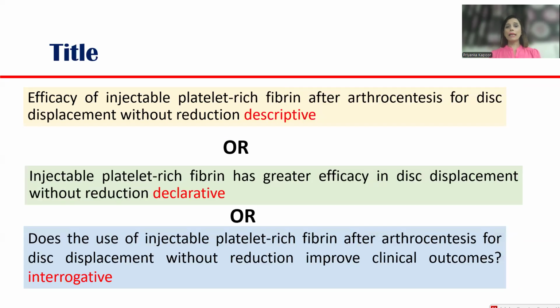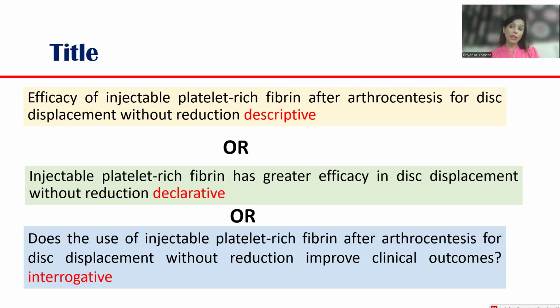So if I talk about the title, this is another example that I'm saying: efficacy of platelet-rich fibrin. Titles can be of many types. It can be descriptive, it can be declarative, it can be interrogative. Declarative means, as I said, it's in a simple sentence. You have all the PICO, the patient, intervention, comparator, outcome, everything in one simple sentence. In declarative, I'm just highlighting the outcome, like injectable platelet-rich fibrin has greater efficacy. I'm already telling the outcome that it has a greater efficacy in disc displacement without reduction.